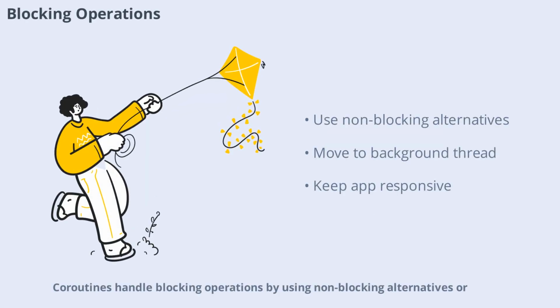Coroutines handle blocking operations by using non-blocking alternatives or by moving the operation to a separate thread or dispatcher. This way, your coroutine suspends while the blocking operation completes, keeping your app responsive.